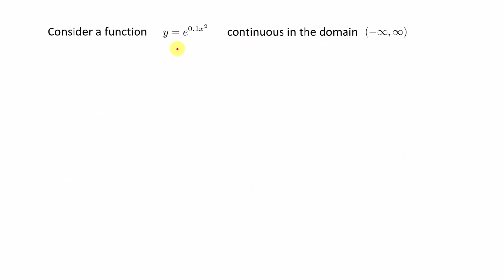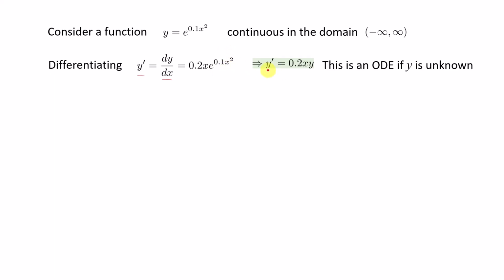Let us take a function y equals e to the power 0.1 x square. This function is continuous from minus infinity to plus infinity. If I differentiate this function, then I get y prime, that is dy dx, equal to 0.2 x e to the power 0.1 x square. Now e to the power 0.1 x square is y, so I can write this as y prime equals 0.2 xy. This is something we call an ordinary differential equation if y is unknown and of course x is known.